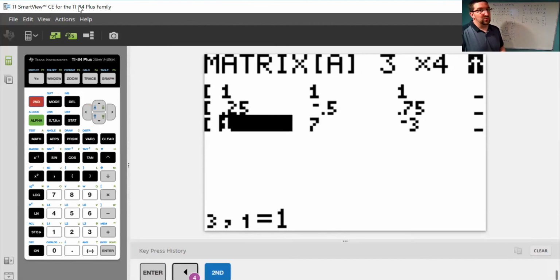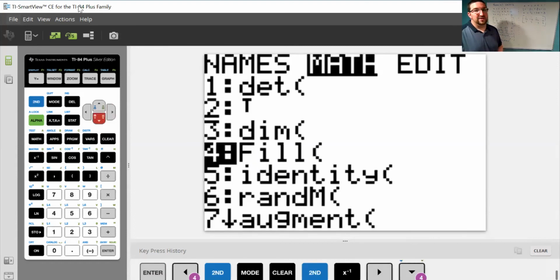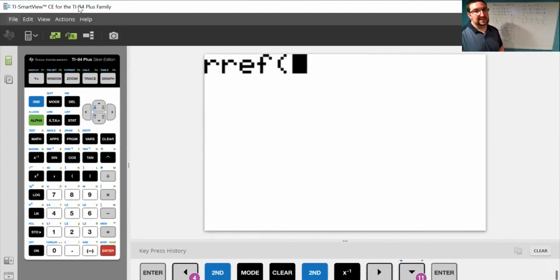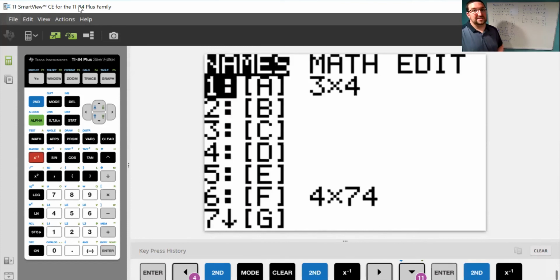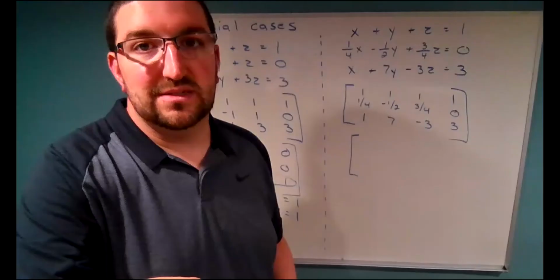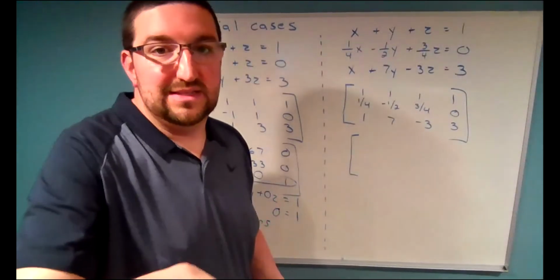And then we're going to quit back out to our home screen, clear it, and then hit second matrix, math, go down to reduce row echelon form, click it, hit second matrix, and then choose matrix A, where we entered this in. Okay, as you can see, I have a pretty messy matrix again.